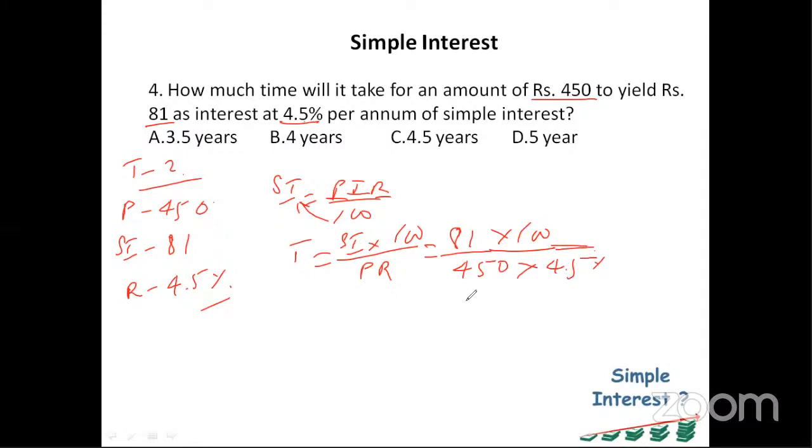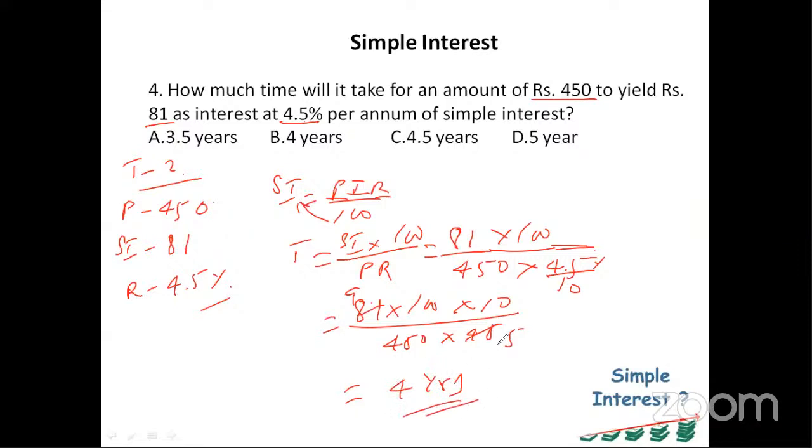If you observe carefully, 4.5 is nothing but 45 by 10. Again, this 10 will come on top. So this will become 81 into 100 into 10 on top, and down you have 450 into 45. 9 5s are 45, 9 9s are 81. If you do it this way, you will get the answer. The time is asked, right? So you get 4 years as the answer.